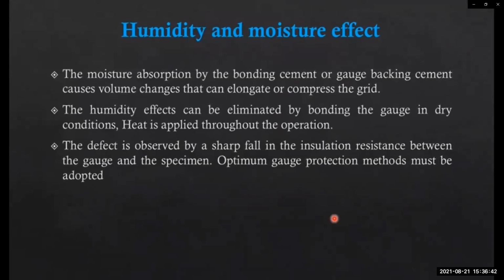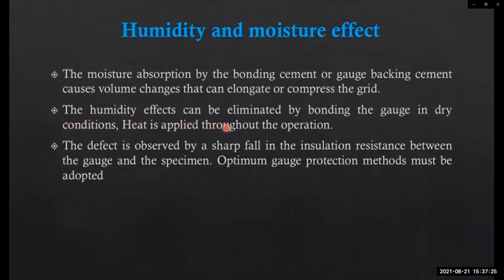Next is hysteresis and moisture effect. The moisture absorbed by the bonding cement or gauge backing cement causes volume change that can elongate or compress our grid. So this is a very important term. Whenever moisture is there, our bonding cement, or backing material, is going to absorb that moisture or humidity, and it is going to change its original shape. It is going to either increase or decrease in size. So that is going to apply some amount of force to our gauge grid, and this is going to introduce some amount of error, which we cannot neglect.